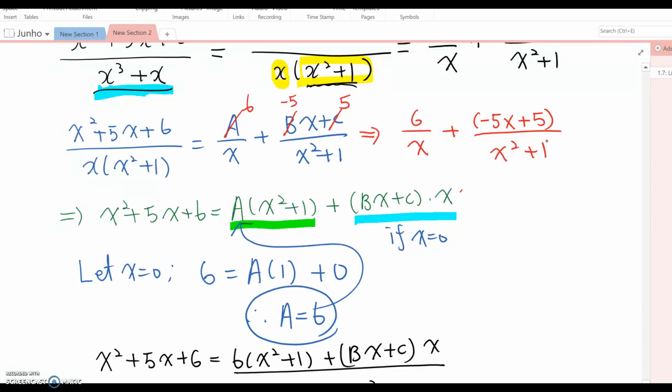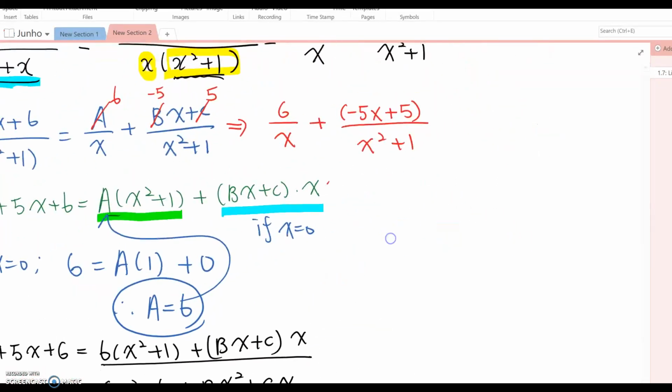But if you want the leading term to have a positive sign, then you can also rewrite this as 6 over x minus (5x minus 5) over (x squared plus 1). That also can be the answer as well.